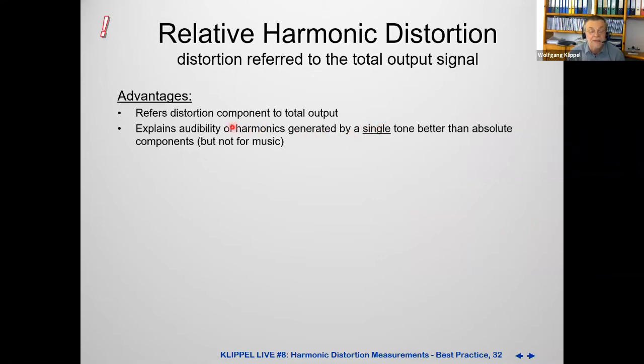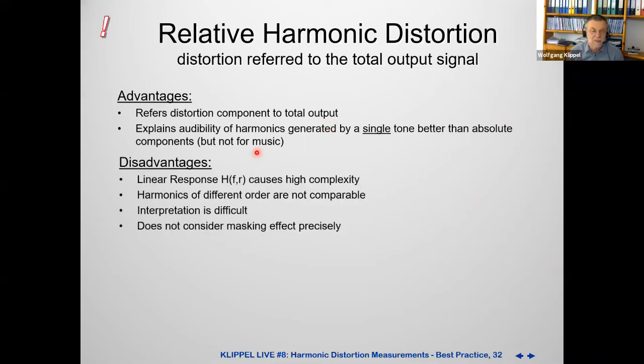It can explain a little bit of the audibility of the harmonics, but only for a single tone for this particular thing, but not for music. The disadvantage is the linear response will affect your metric. You get a high complexity. Each harmonic is scaled in a different way because that's a post-shaping when the signal goes through your speaker. So it becomes very complex.